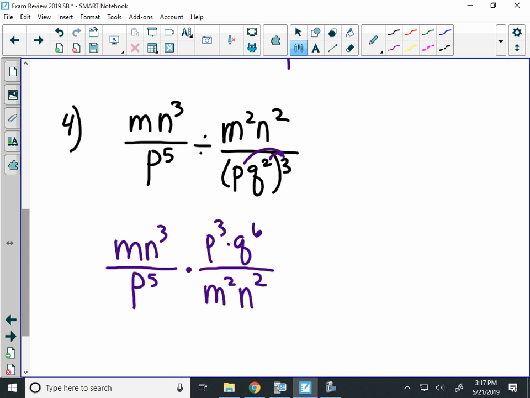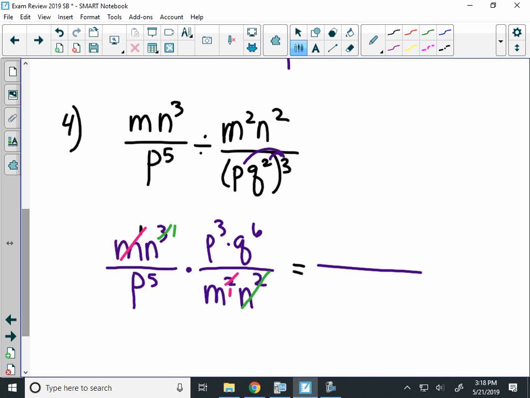Now you can subtract and simplify because it's all being multiplied together. If I have m to the first here, 1 minus 2 is negative 1. But here's another way to think about it. I have 1 here, I have 2 on the bottom, so that m to the second becomes m to the first. When I deal with the n's, n to the third is bigger than n to the second. I can cancel off the 2 on the bottom. That leaves me with 1 n in the numerator.